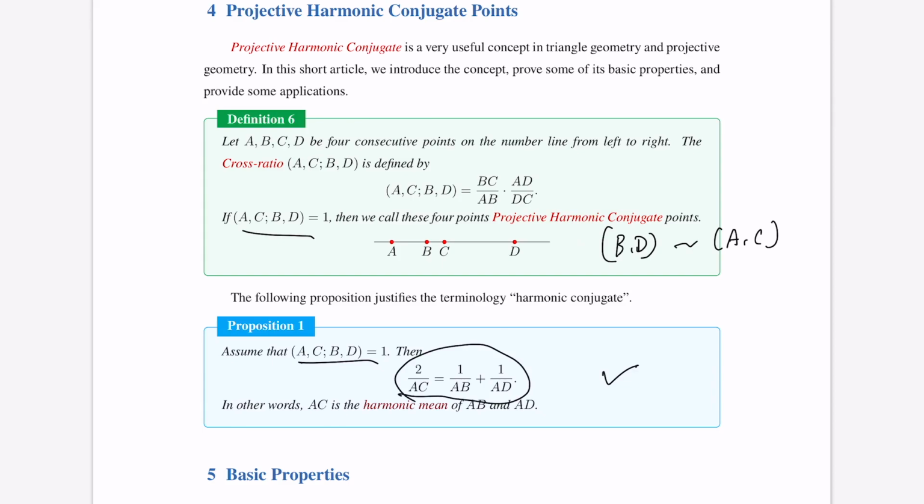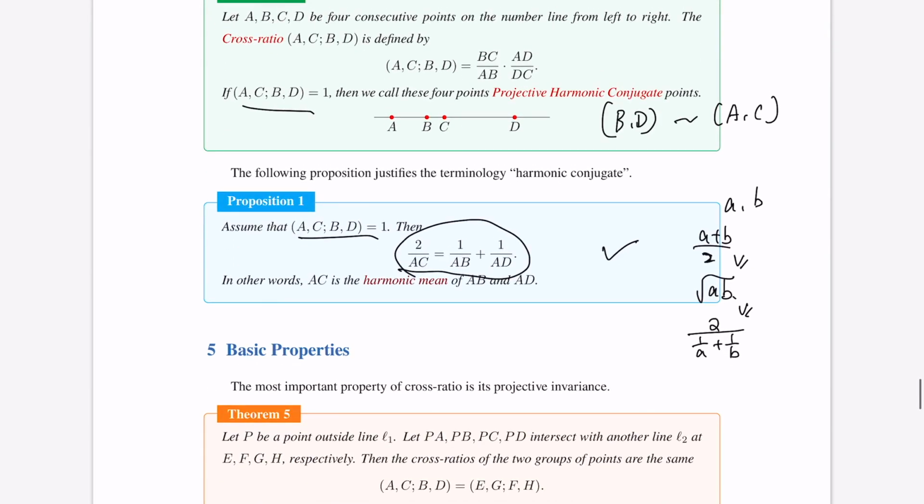So we know if we have 2 numbers A and B, the average is called the arithmetic mean. Square root of AB is called the geometric mean. 2 over (1 over A plus 1 over B) is called the harmonic mean, right? The harmonic mean is less than the geometric mean, which is less than the arithmetic mean, okay? But then you will see that if ABCD forms harmonic conjugate points, then the length AC is the harmonic mean of AB and AD. Okay, I'll leave this as an exercise.